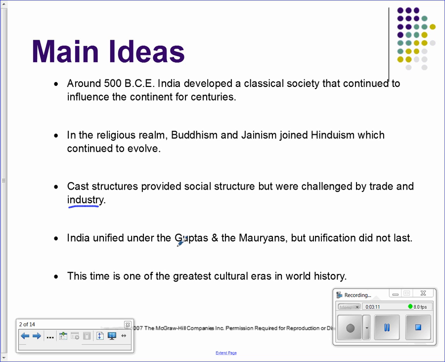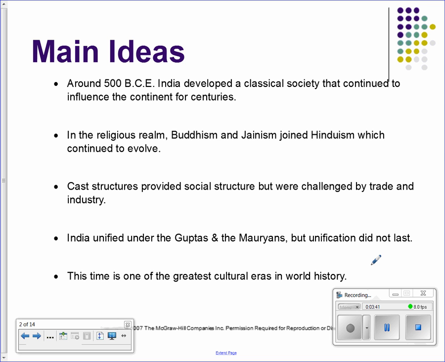Like I alluded to in the previous slide, the Guptas and Mauryans were very important for unification, but the unification wasn't the norm in India. It was actually more decentralization. Nevertheless, the Mauryans under Chandragupta Maurya and Ashoka, and the Guptas under Chandragupta created very powerful and influential states, and we'll go back to those names.